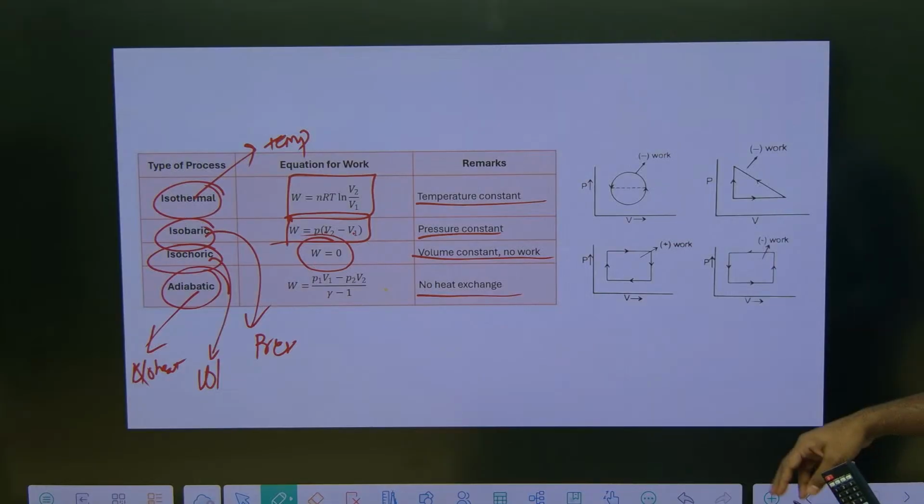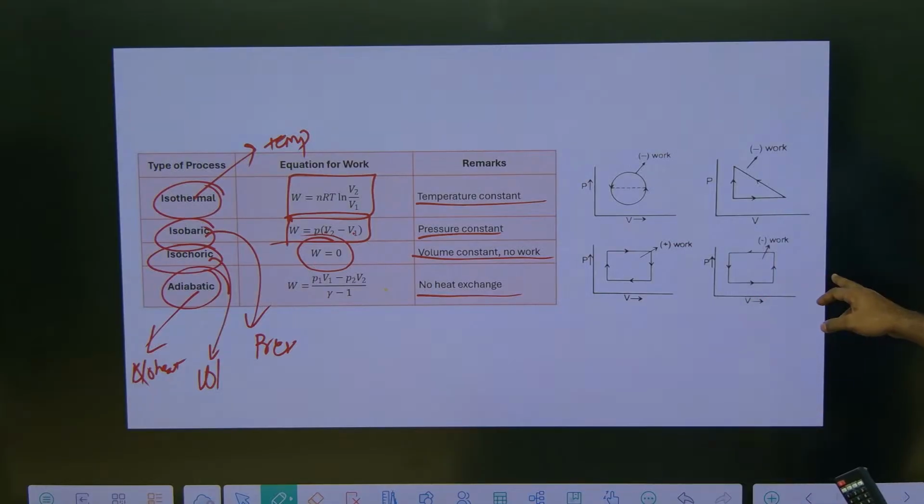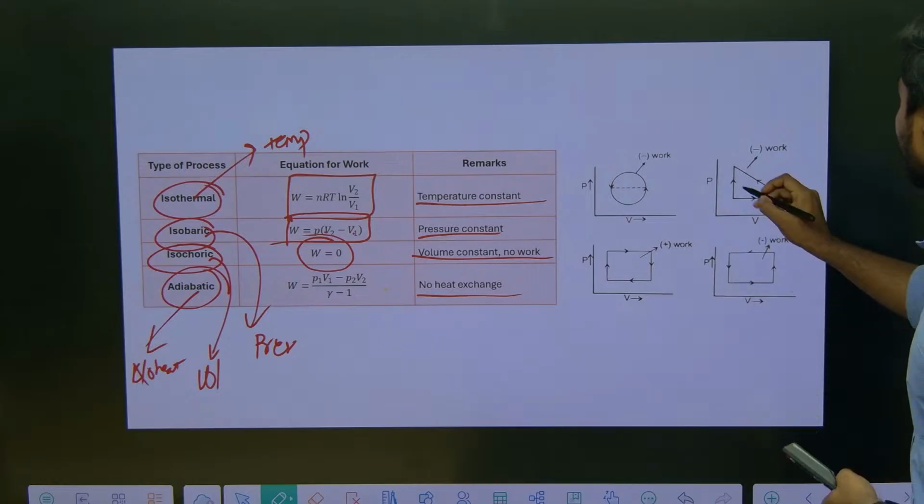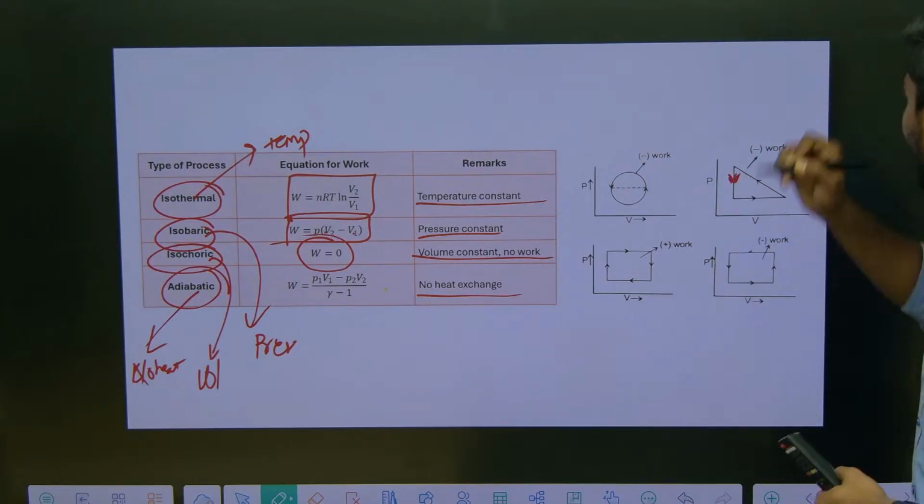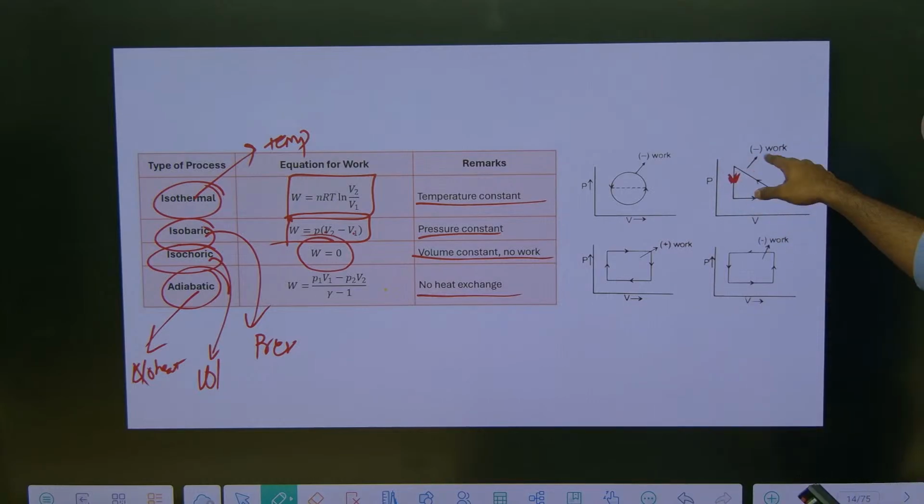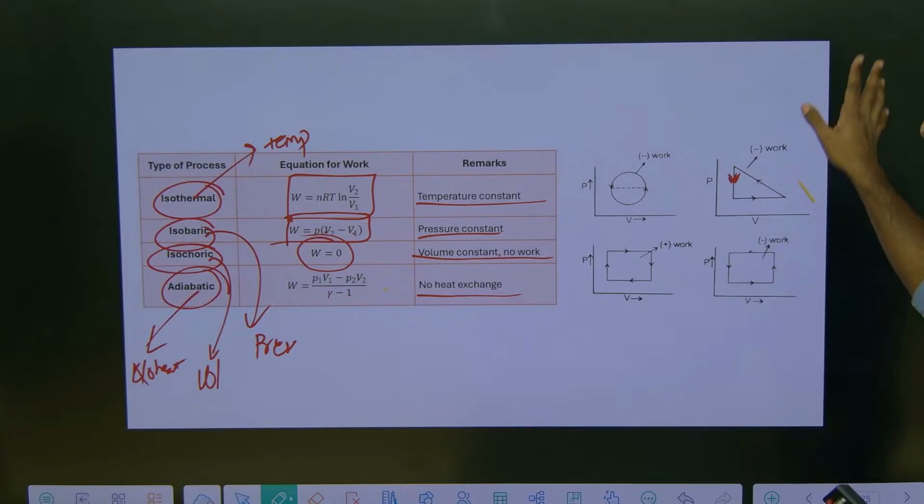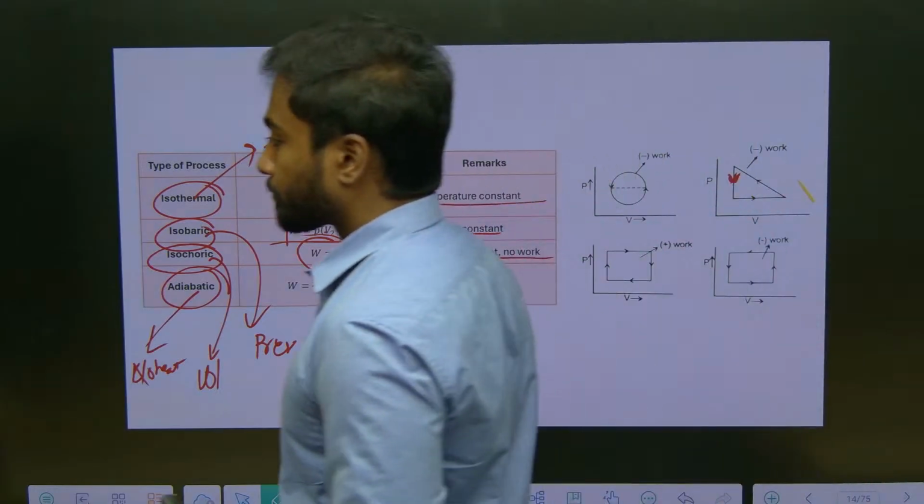If you talk about here, this one is like this. So it's anti-clockwise, negative. Clockwise positive, anti-clockwise negative. Okay.